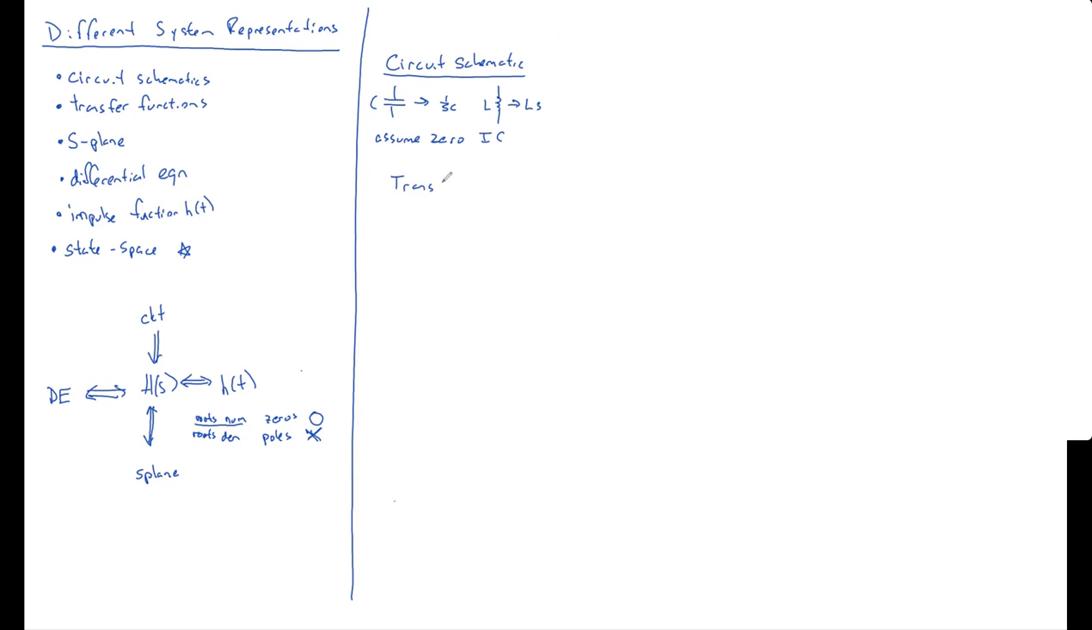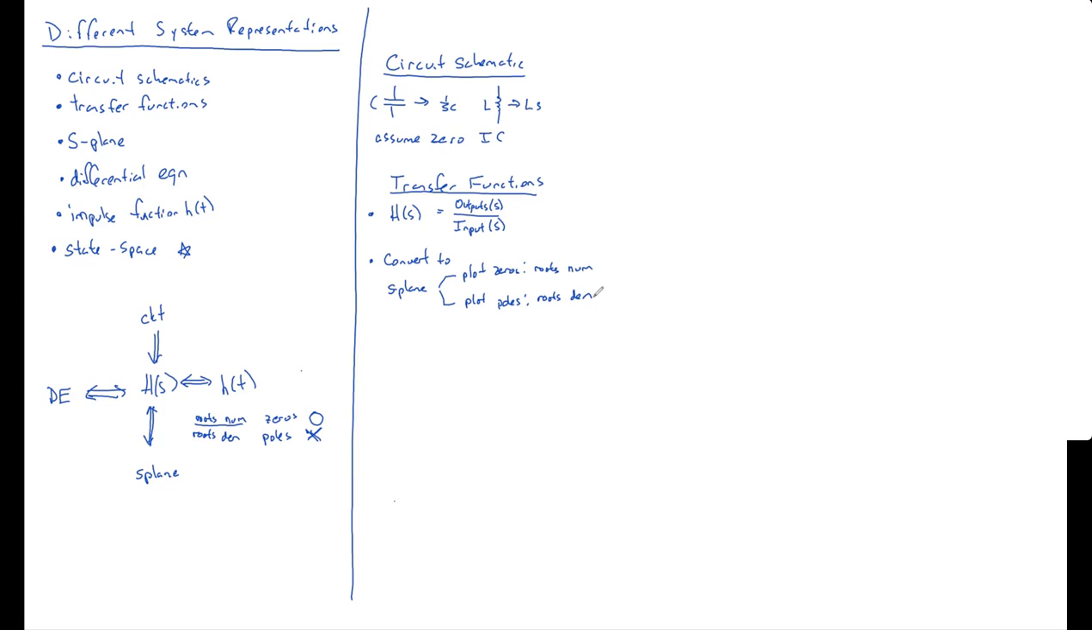Transfer functions is what we covered last class. And in transfer functions, it's this ratio of polynomials. It's the output as a function of s over the input as a function of s. To convert to an S-plane representation, you plot the zeros, the roots of the numerator, and you plot poles, which are the roots of the denominator of H(s).